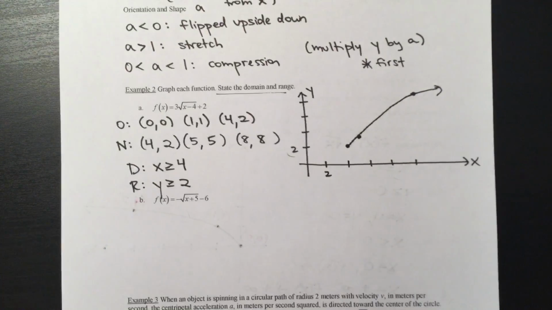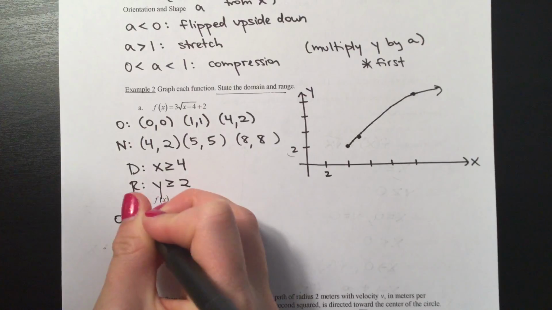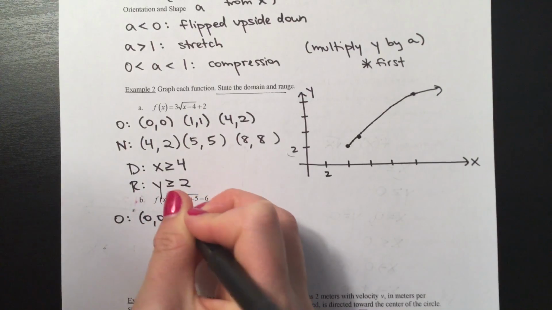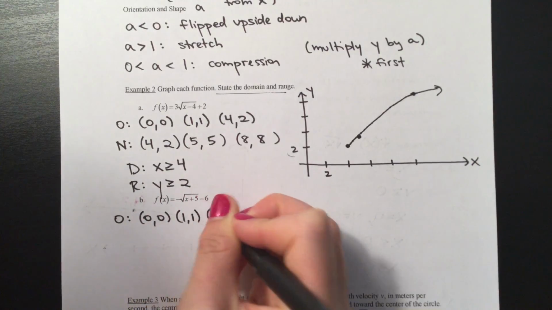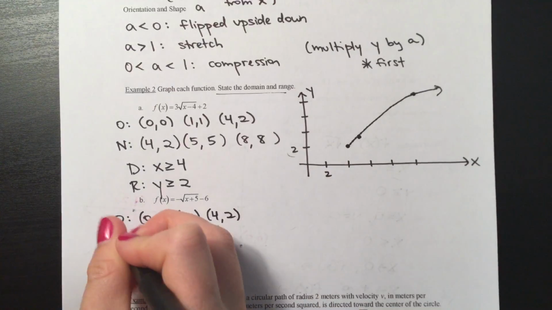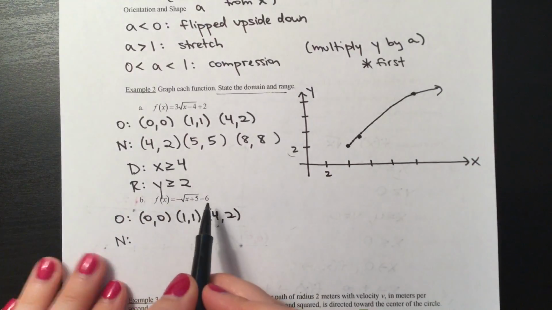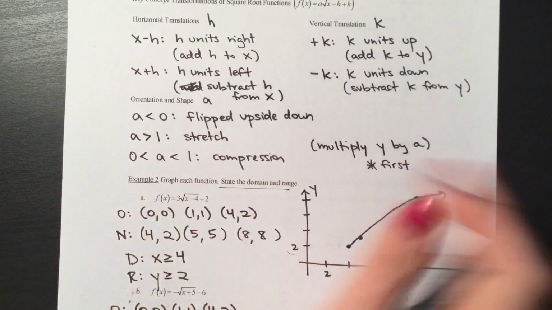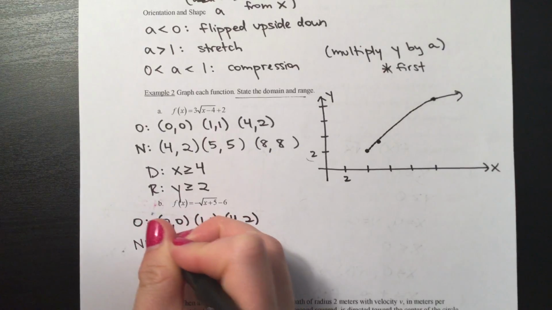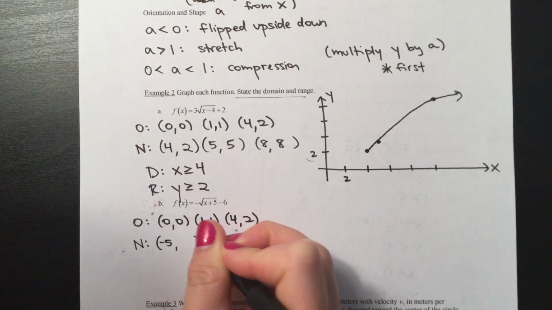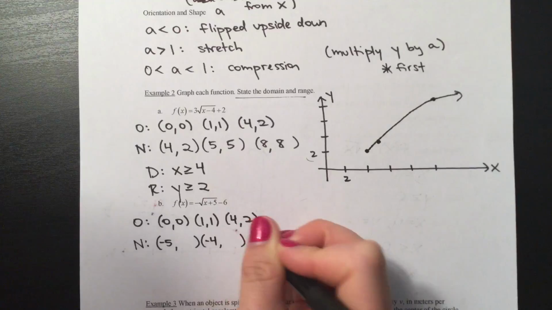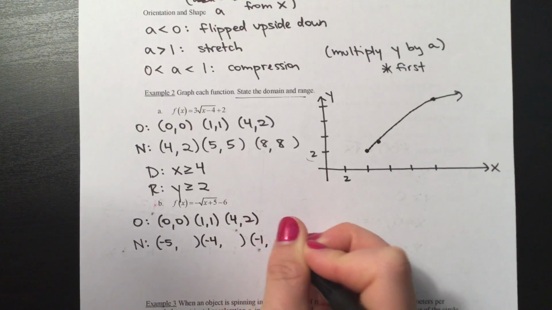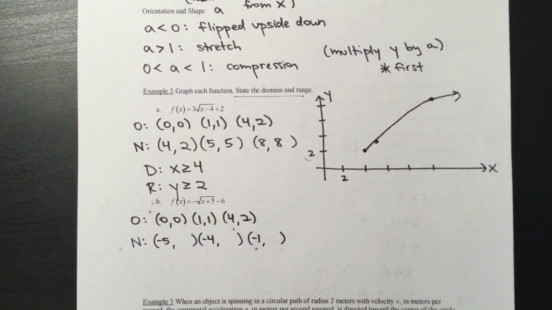Let's repeat the process with this one. Same original points always for this section. And now let's transform them. So x values, x plus 5. This means you're going to go 5 units to the left, so you subtract 5 from the x values. So 0 minus 5, 1 minus 5, and 4 minus 5. So those are my new x values after I shift to the left.